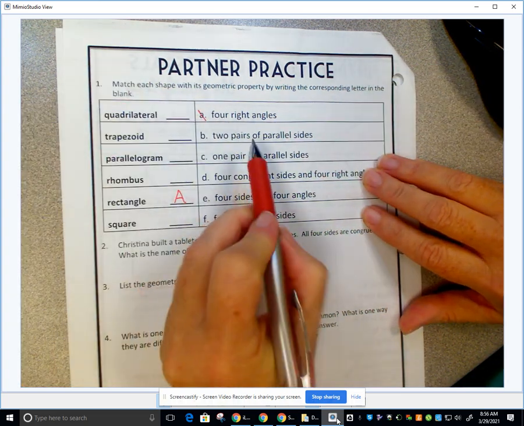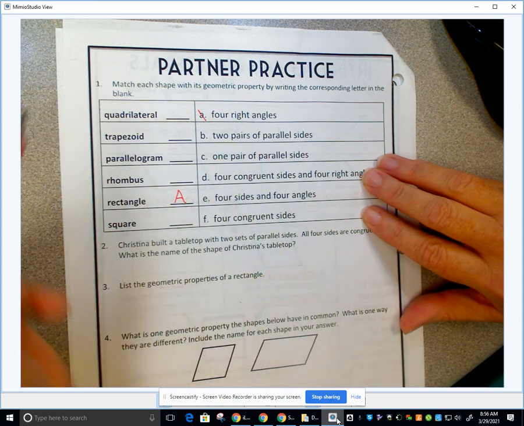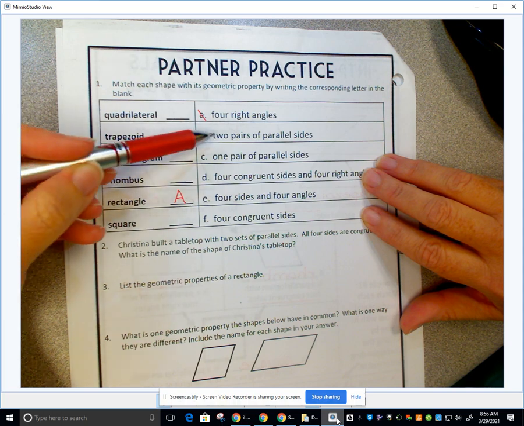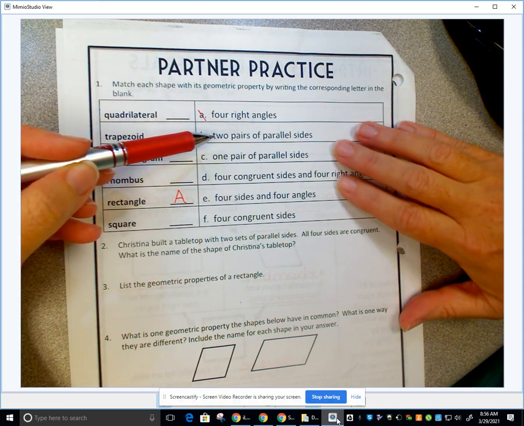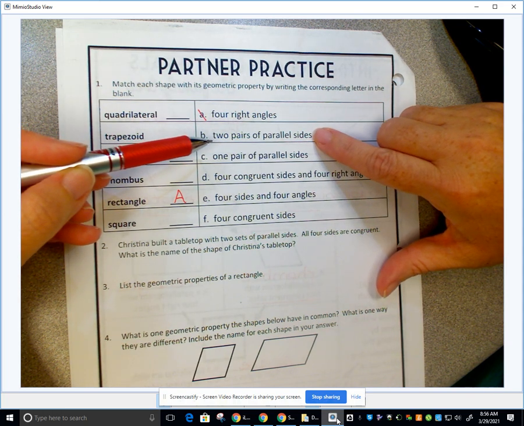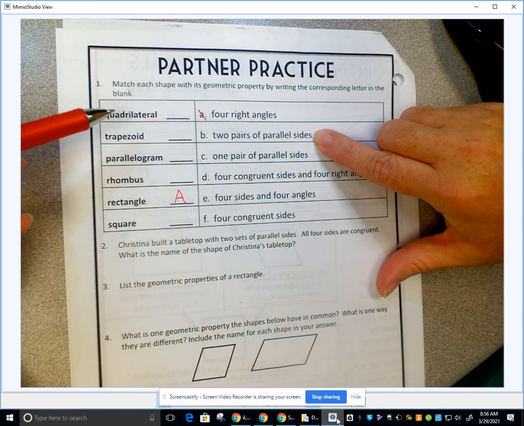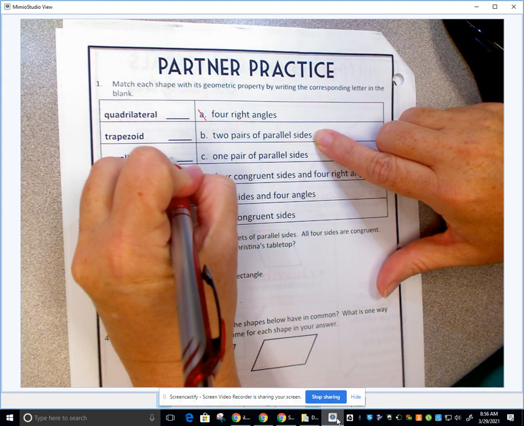Okay? Two pairs of parallel sides. One of these figures is known just for having two pairs of parallel sides. That's how you identify it immediately. It's going to have four sides and two pairs parallel. Hopefully you're catching on a little bit more. That's our parallelogram.